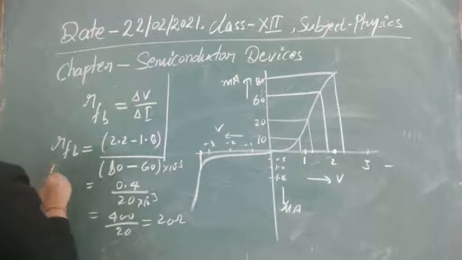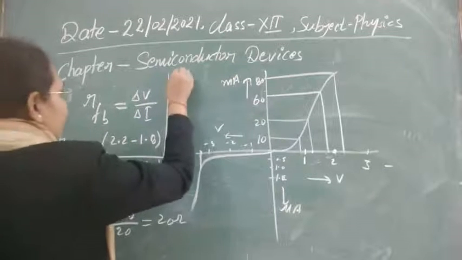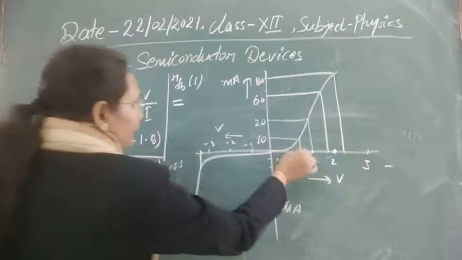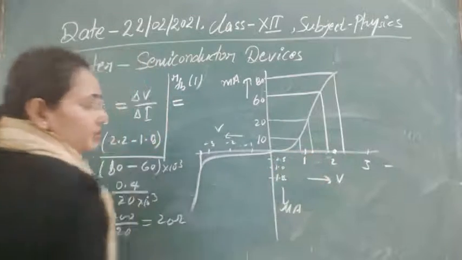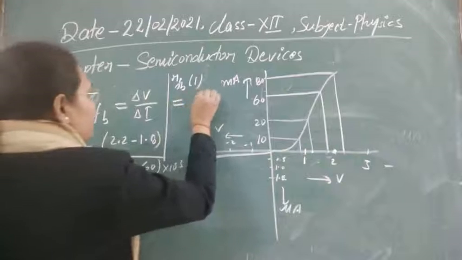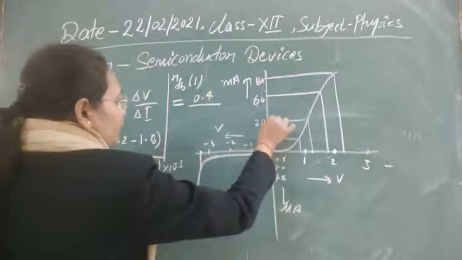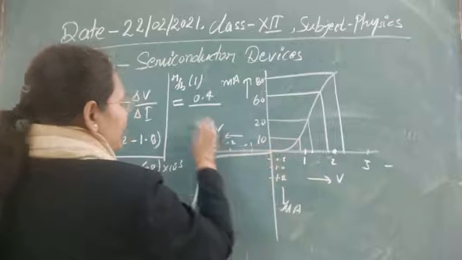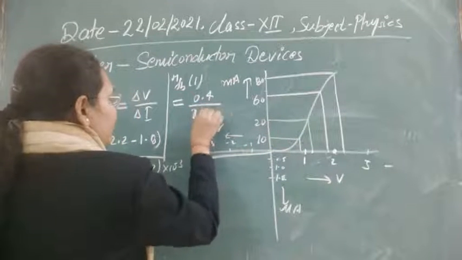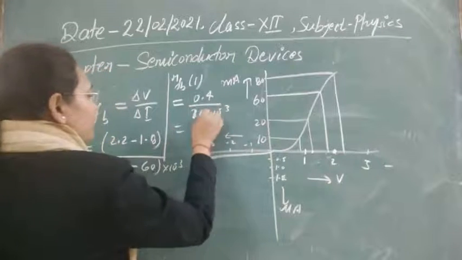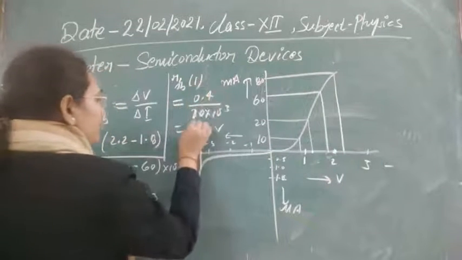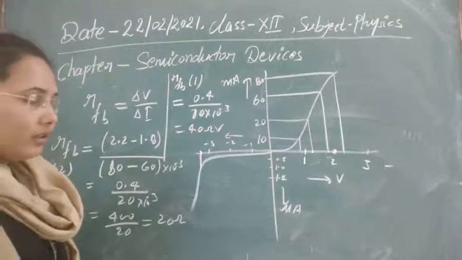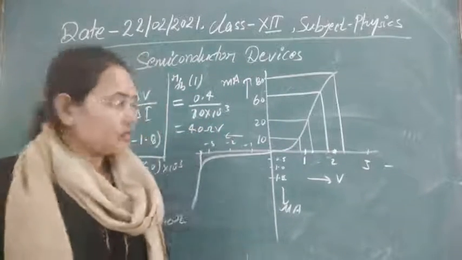So let's take the difference here also. This was at 2 volt, and this is RFB at 1 volt. We can calculate by delta V. Delta V is 1.2 minus 0.8, so again it will be equal to 0.4 volt upon delta I. The value of I at 1.2 is 20, at 0.8 is 10. So this will be again 10 into 10 power minus 3, and this will be minus 2, and if you take this outside, this will be 40 ohm. So this is the answer of the question.